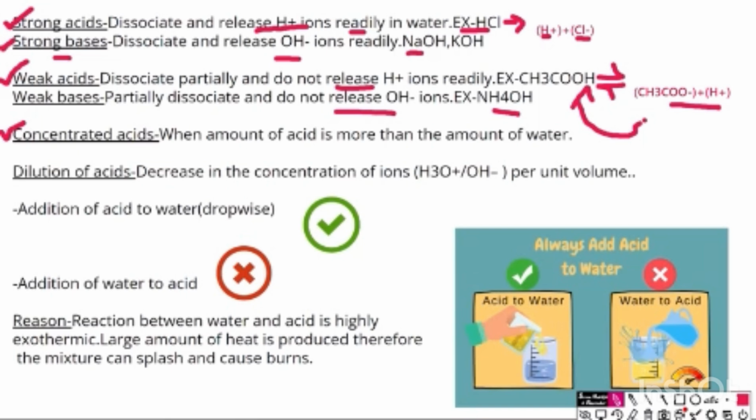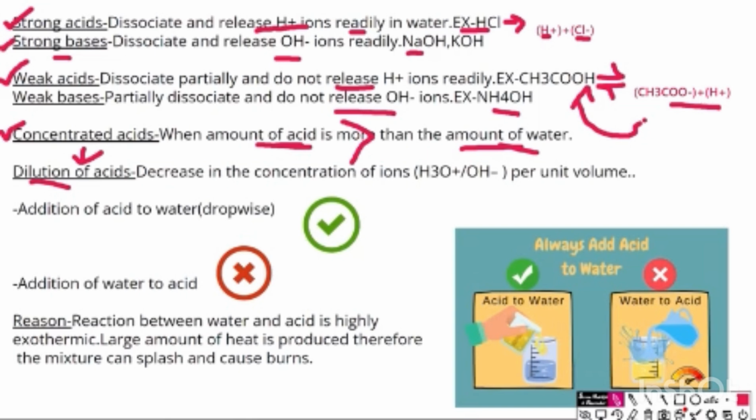Concentrated acid means the concentration or the amount of acid in a solution is greater than the amount of water. So we have a solution of acid and water. For example, we have 80% acid and 20% water. The solution is concentrated. But if we have 40% acid and 60% water, so the amount of water is more than the amount of acid, then the solution is said to be dilute. But how do we dilute concentrated acids?